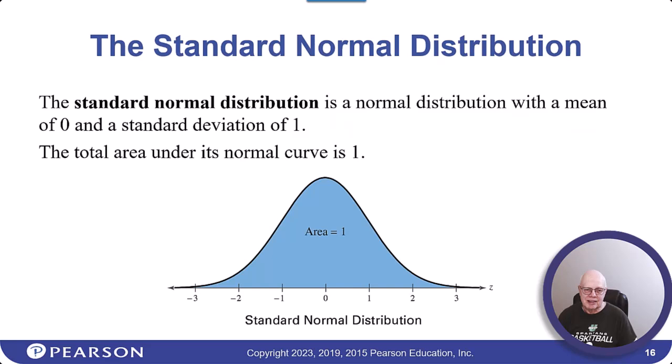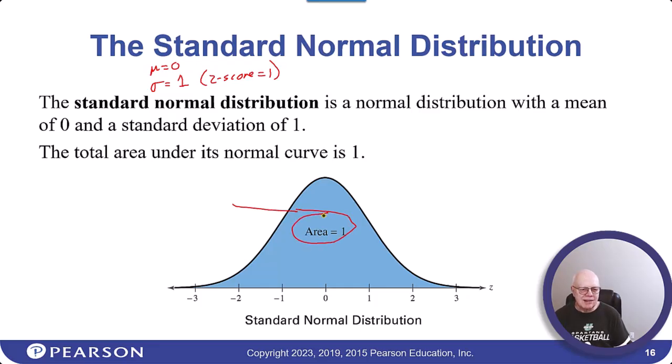Some of these things I know I'm repeating, but I want to make sure you don't have a chance to forget it. The standard normal distribution has a mean of 0 and a standard deviation of 1. The area under the curve is 100%.